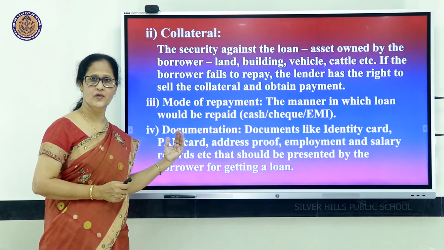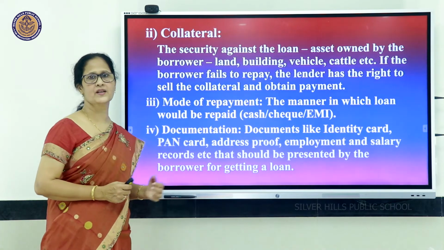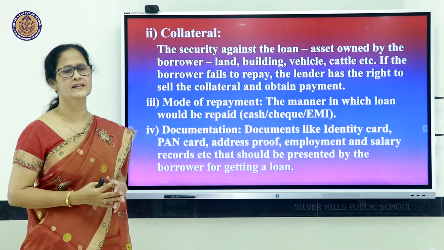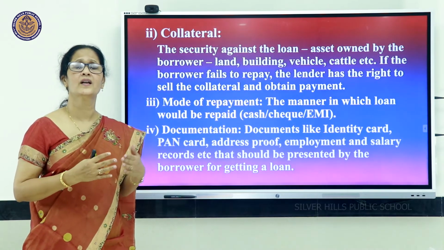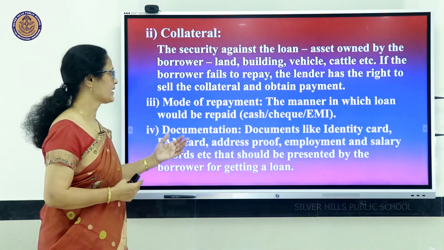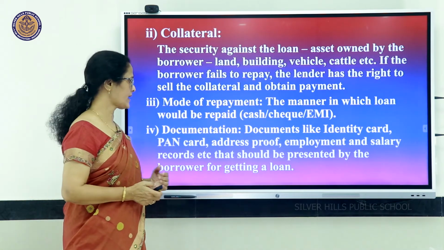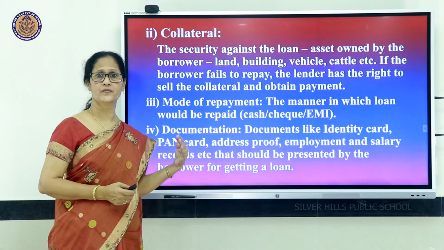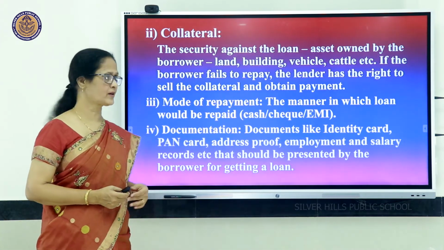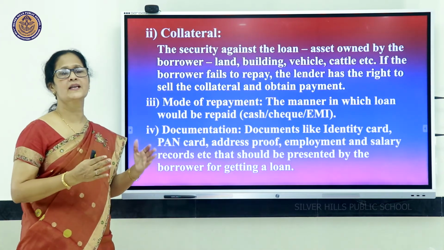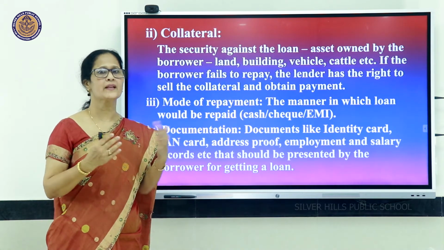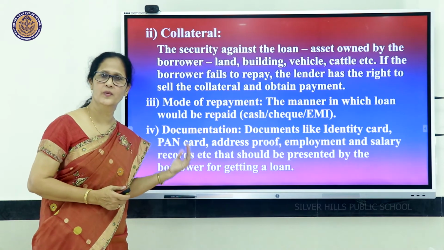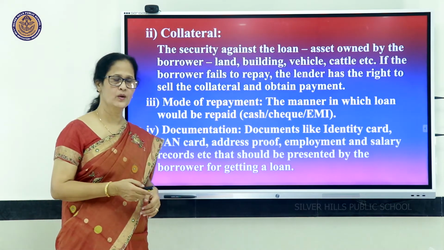The last term of credit is documentation requirement. When we take loans, especially from banks, they ask for various documents like our identity card, PAN card, address proof, employment and salary records, etc. All these have to be presented to the bank to get a bank loan. Such documents are called documentation requirement of loans.